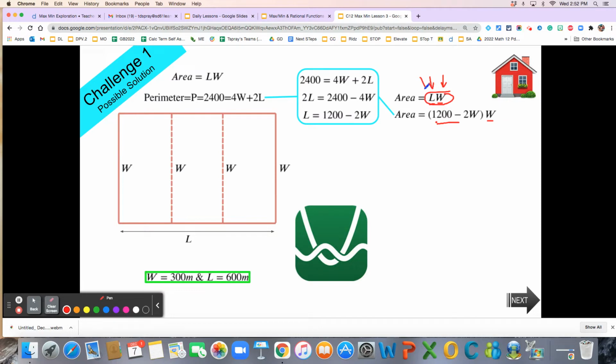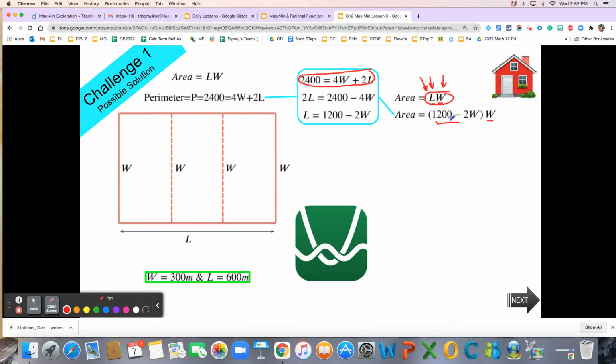This is the competency 4A. We're trying to create conceptual understanding by noticing and wondering. And so I'm going to start off with this statement here and isolate for L. I could have isolated for W as well, but I didn't want to divide everything by 4. So that's what I did.